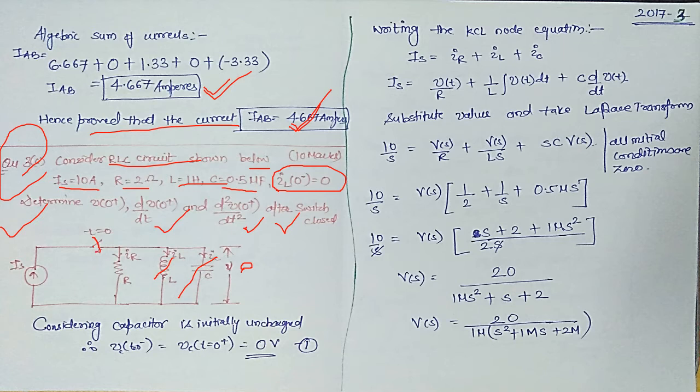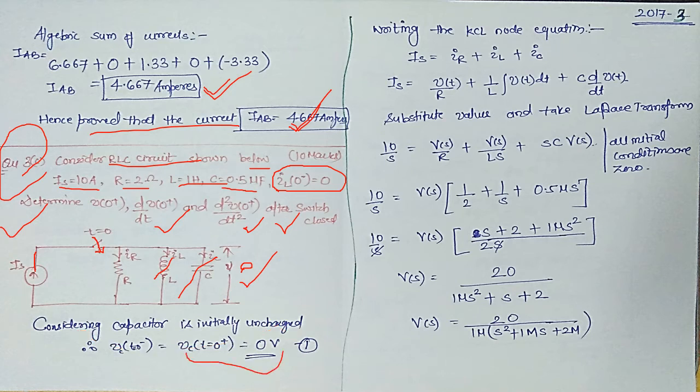Hence, as soon as the switch is closed at t equals 0 here, the current will start flowing, but the voltage across capacitor cannot change instantaneously. Hence, the voltage at t equals 0 plus must be equal to 0. So that is fine now.